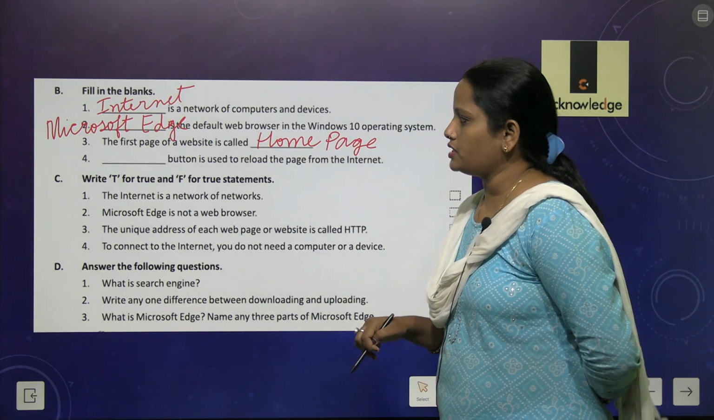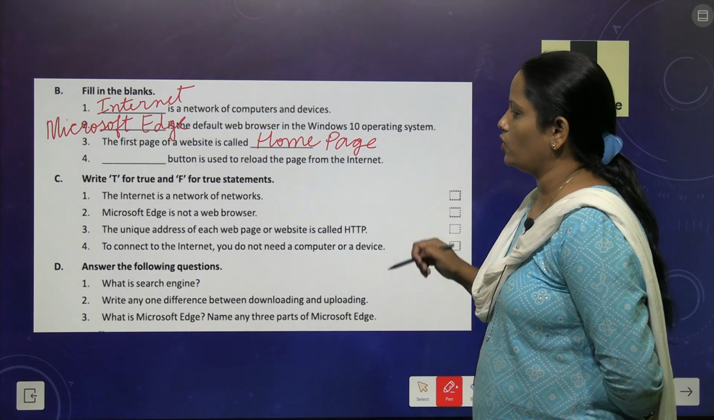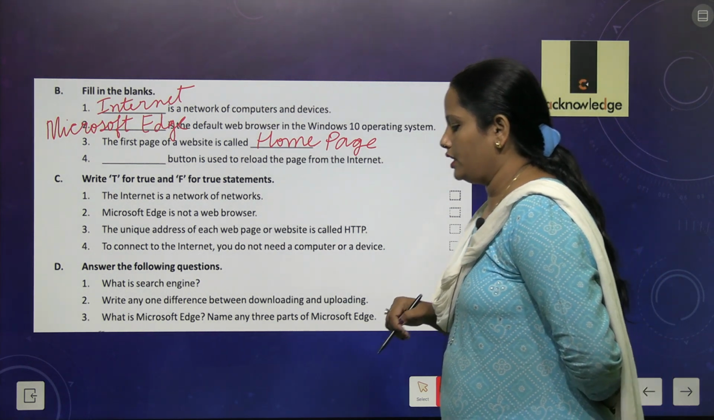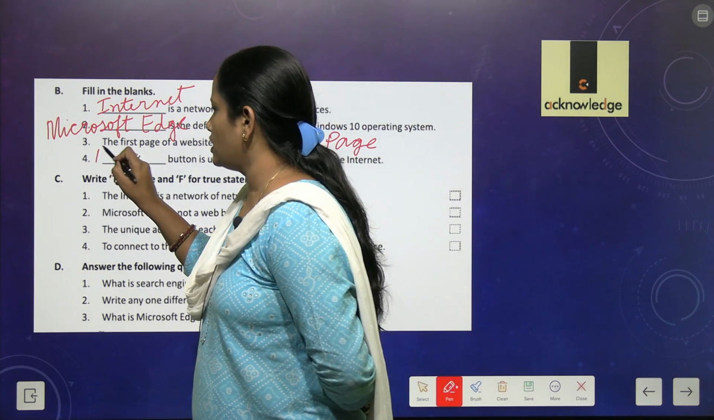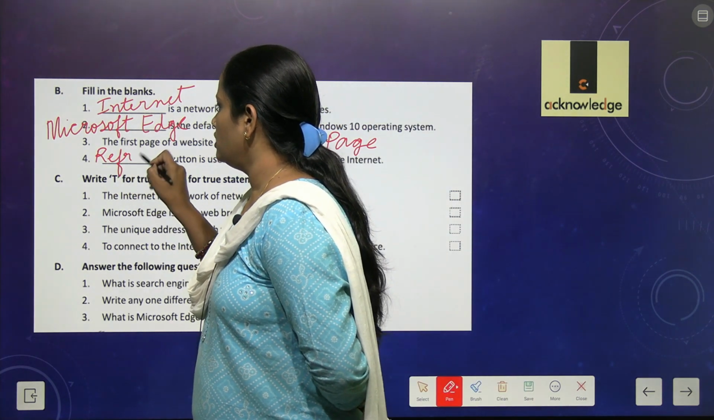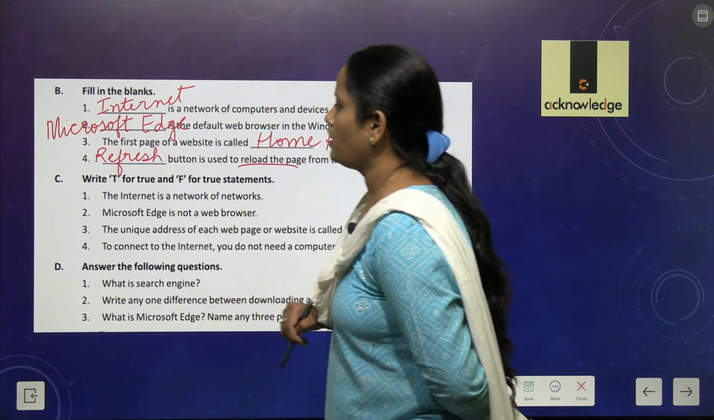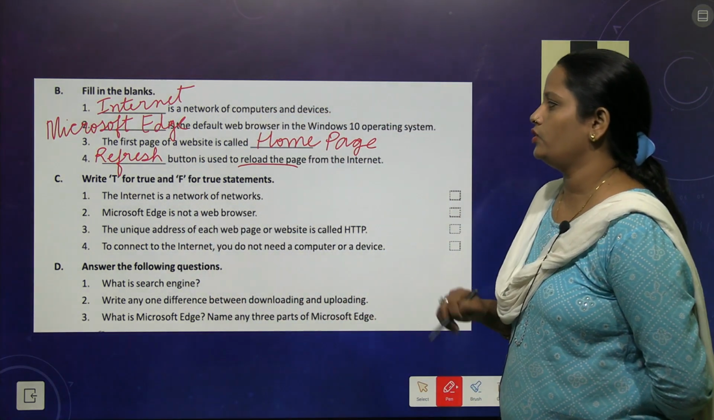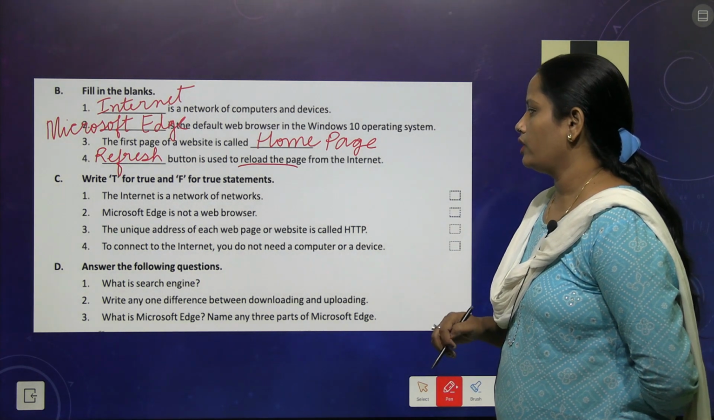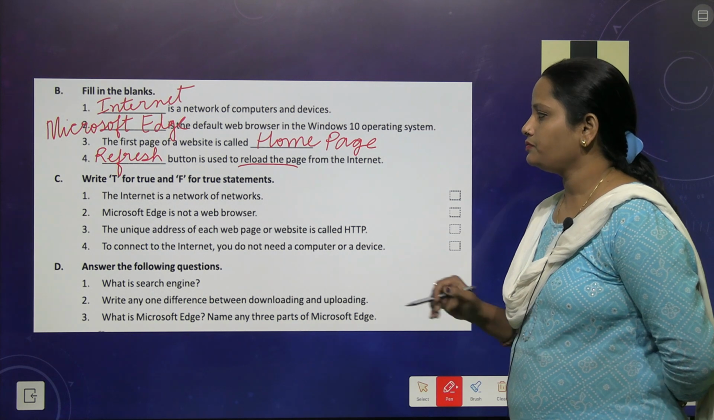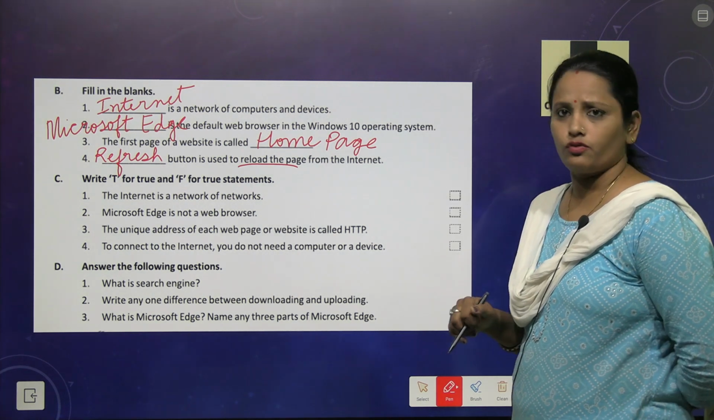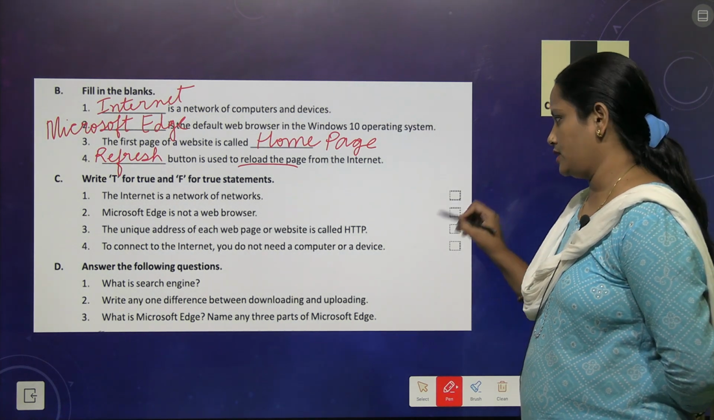Next is, dash button is used to reload the page from the internet. What button is to be pressed to reload the page? Yes, the answer is refresh button. We have to press the refresh button to reload the page from the internet. Now let's come to the true and false. The internet is the network of networks. Yes, it's correct.